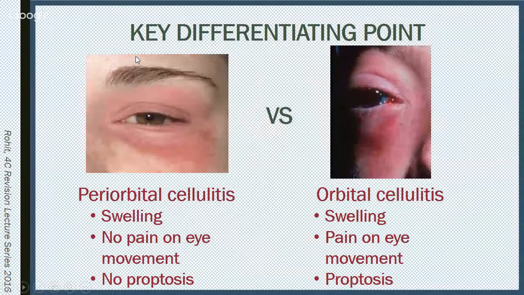So again, the key differentiating factors, I'm going to repeat myself a few times because I want you guys to remember it. In periorbital, you'll have swelling in both, but you won't have any problems with the eye. In orbital, you'll have problems with the eye, and you'll have proptosis, pain on eye movements, etc. Okay? Key differentiating factors. All right, next one.